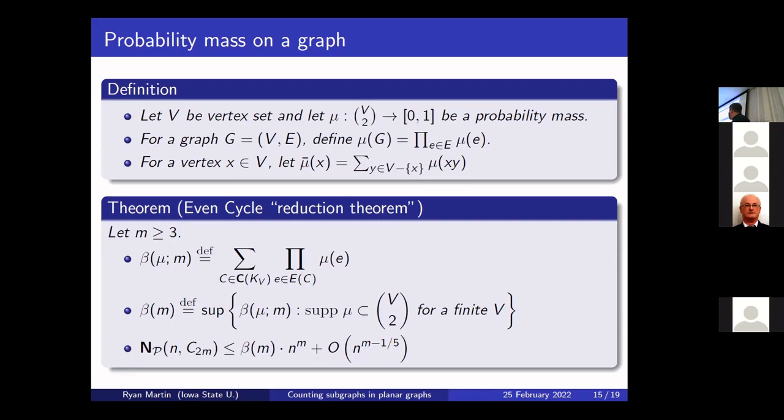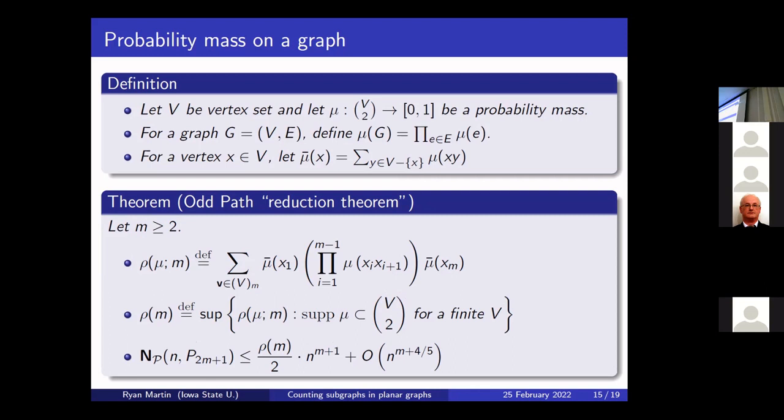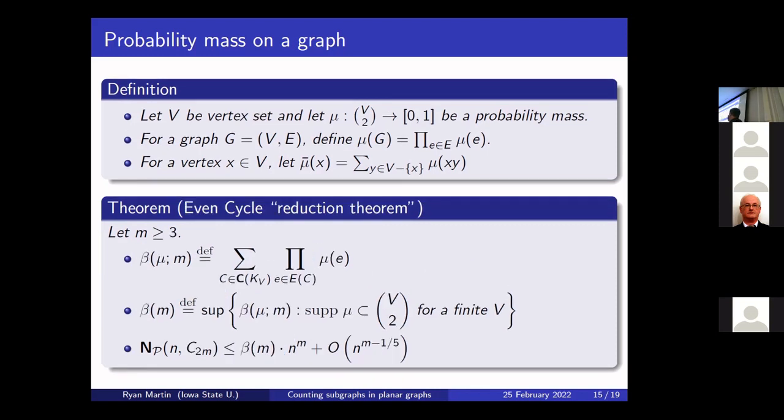There's an even cycle reduction theorem, and not much has changed here, except that we're taking the product of mu over all edges in every cycle of the complete graph. So if you notice the summation here, and I had it in the previous graph, here I'm summing over all the paths, and here I'm summing over all the cycles in the complete graph induced by the vertex set. So, and that's it.